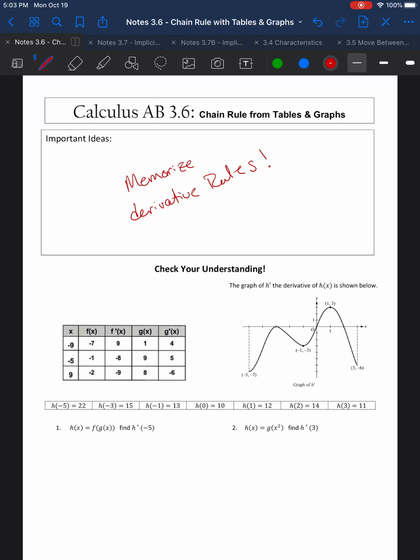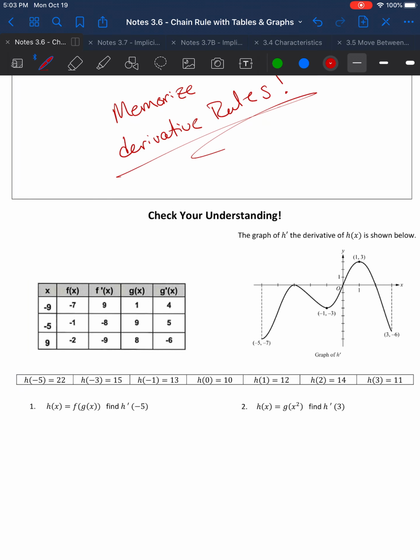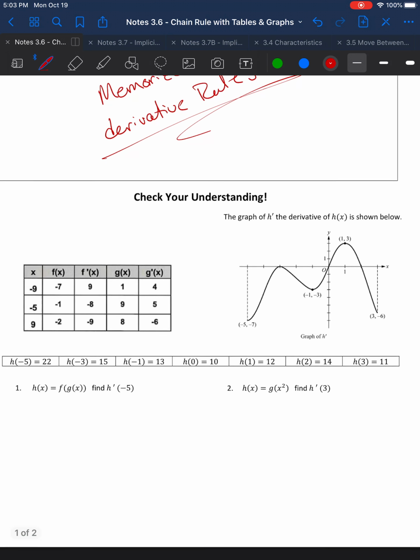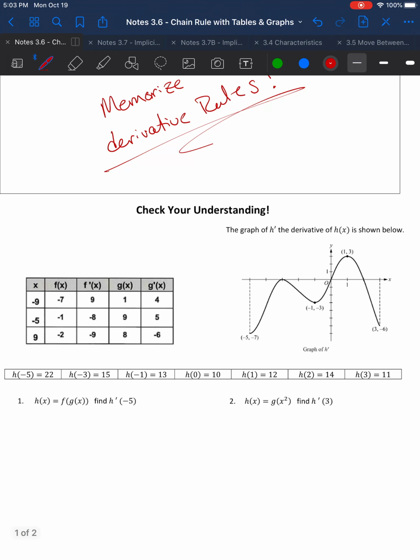Hey guys, more with chain rule today, but today we're going to focus on reading from tables and graphs. Important ideas. Guess what? Memorize your derivative rules. So all those rules that I wrote in the last several lessons in the important ideas, the e to the x, natural log of x, all of those, be working on memorizing them.